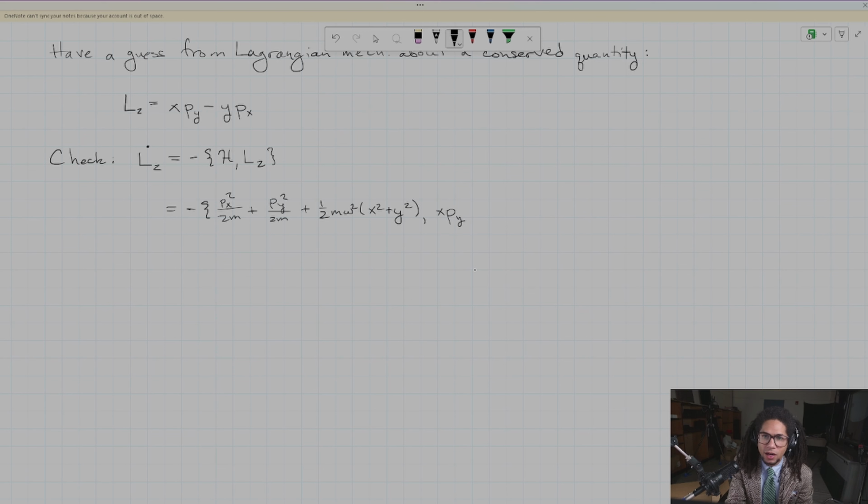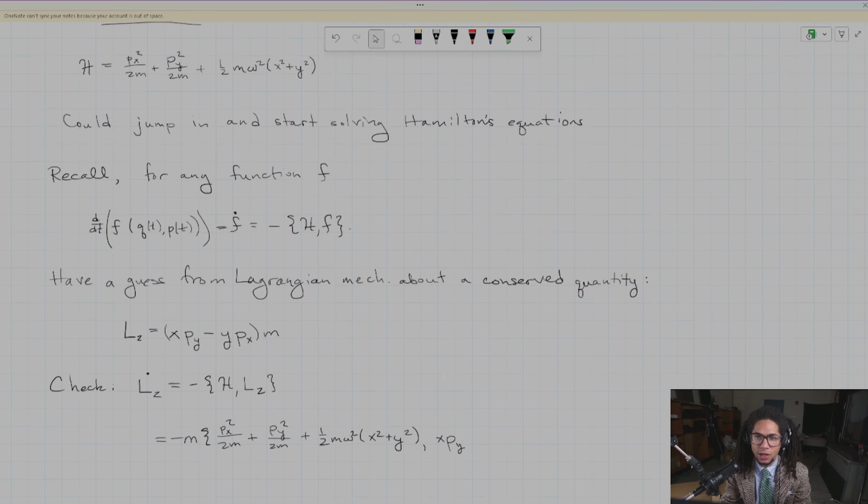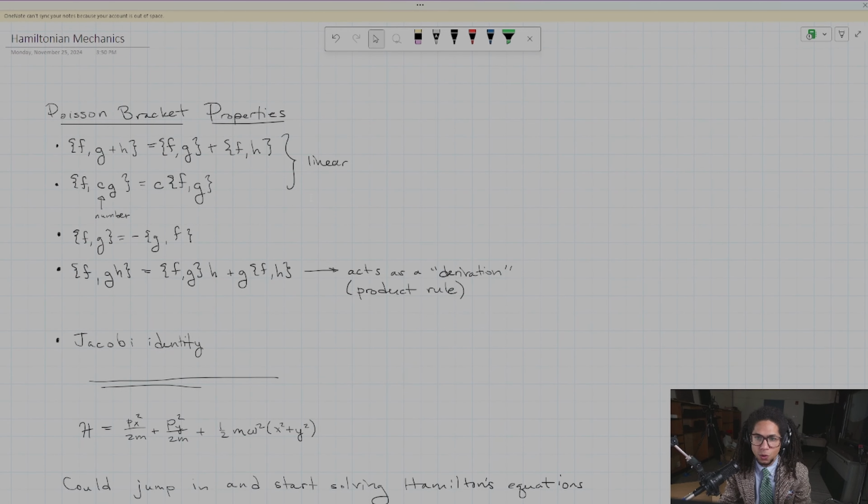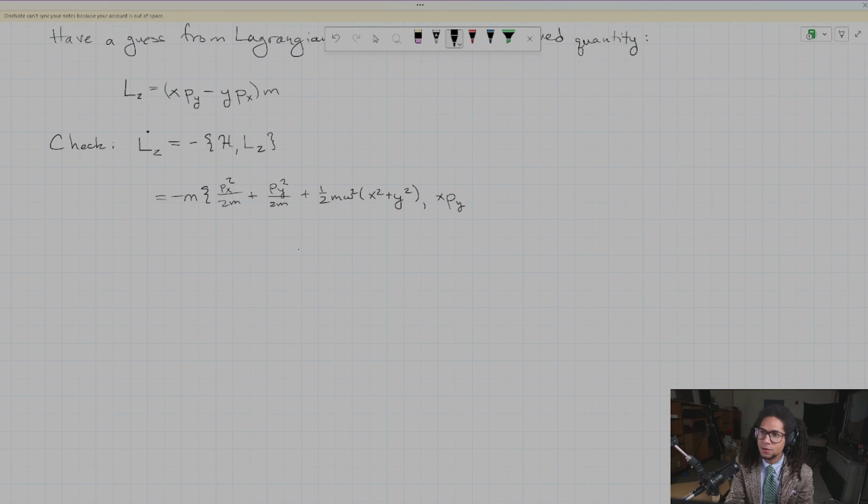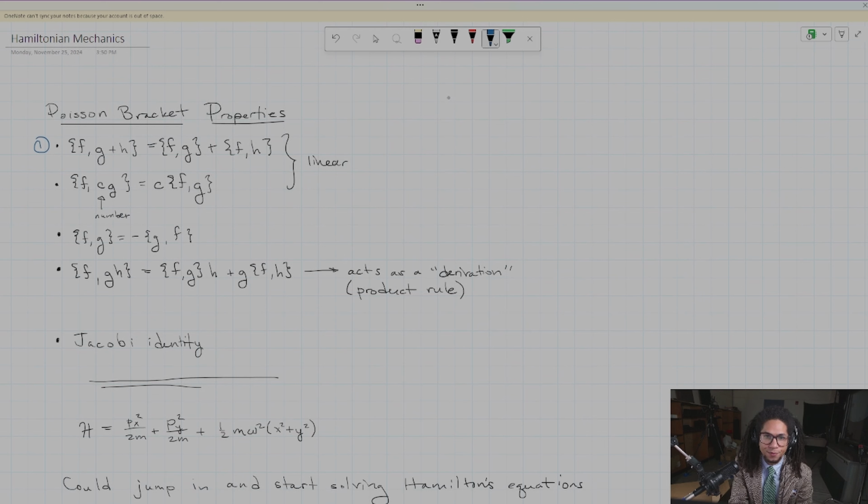Oh, and I've forgotten a factor of m here. Oops. But I know that since m is just a number, by my property 2, this comes out. Maybe I should copy these numbers up here. So this is going to be 1. This will be 2, 3, and 4. We won't need this one down here, but I guess I'll just give it a number as well, 5.